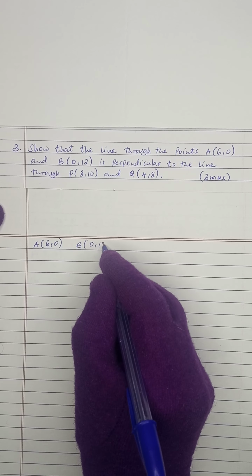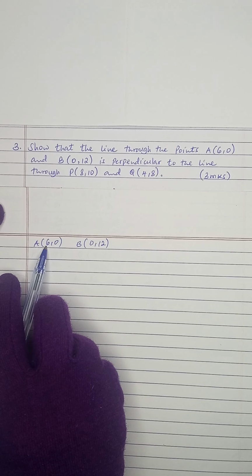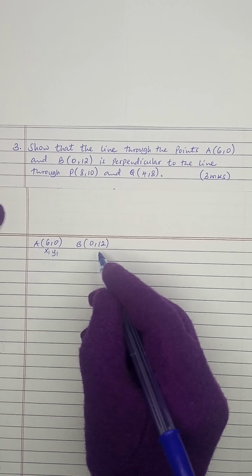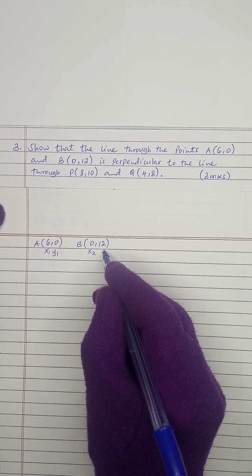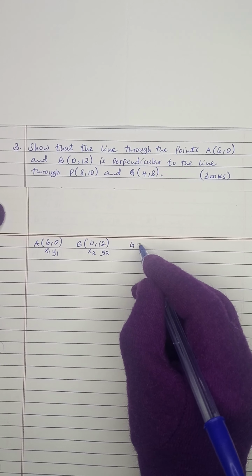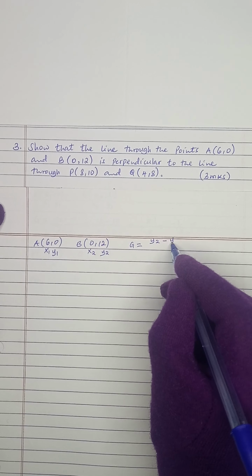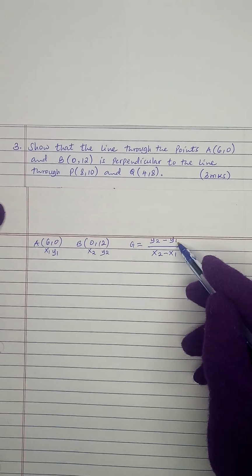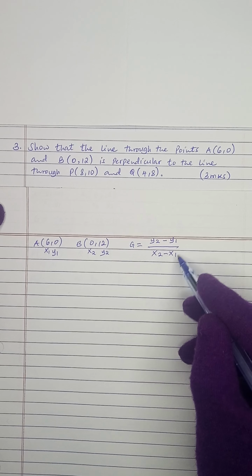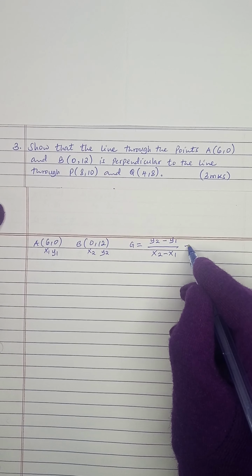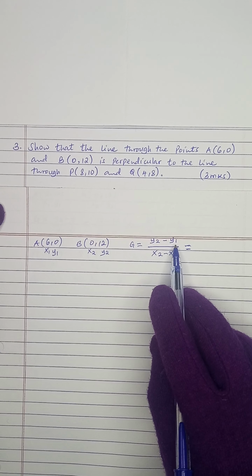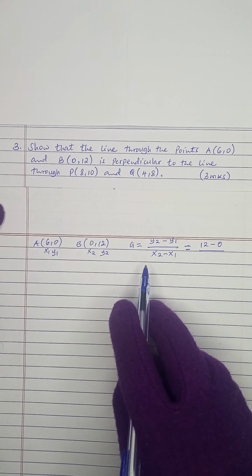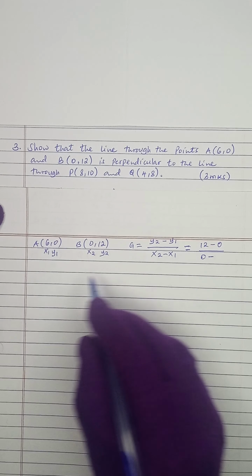So the first value of a point is always along the x-axis, then the second one is always along the y-axis. So we'll say let this be x1, y1, and the second point be x2, y2. To obtain the gradient, we use the formula y2 minus y1 all over x2 minus x1. Even if you start with y1 minus y2 all over x1 minus x2, you'll still get the same solution. So we'll say y2, 12, minus y1, 0, all over x2, 0, minus x1, 6.